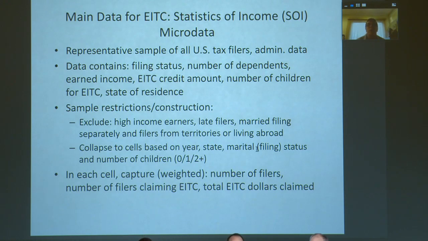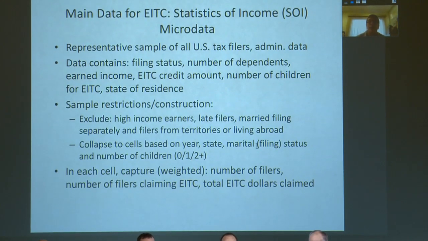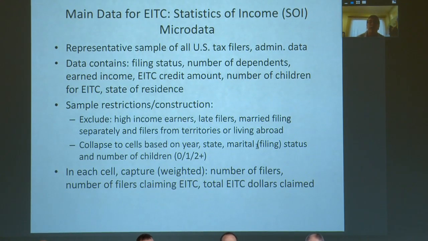And then people that are married but file separately are ineligible for the EITC. And we also didn't use filers from the territories or living abroad. So then we collapsed these data based on year, state, and marital or filing status and number of children. And so there are weights provided with this. So we can figure out for these cells the number of filers, the number of filers claiming the EITC, and the total number of EITC dollars claimed, okay?